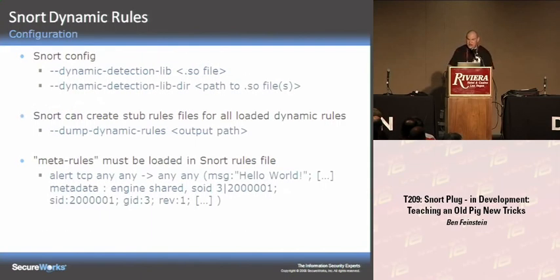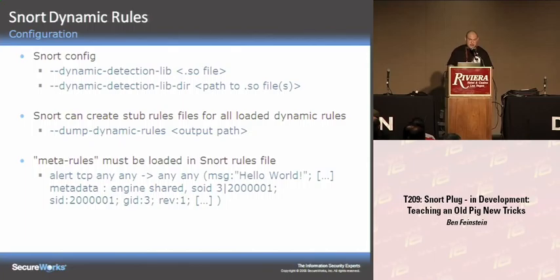So how do you get Snort to load your shared objects, right? Well, there's a few command line and configuration options you should be aware of. In the Snort config command line, you've got dynamic-detection-lib and dynamic-detection-lib-dir. The first one, you just point it to your shared object file. It's going to load it up. The second, you give it a directory of any number of shared objects that are dynamic rules, and it will load those up.